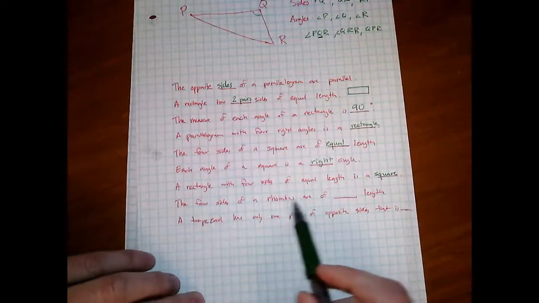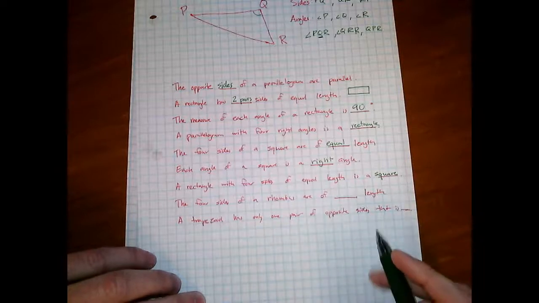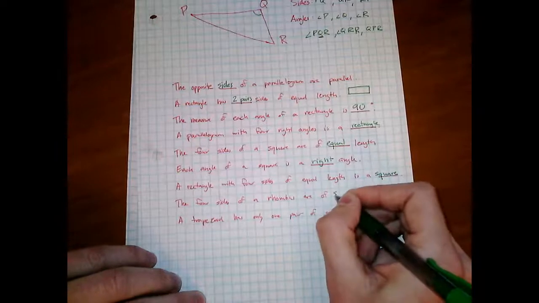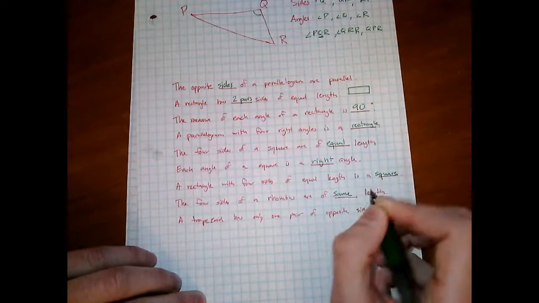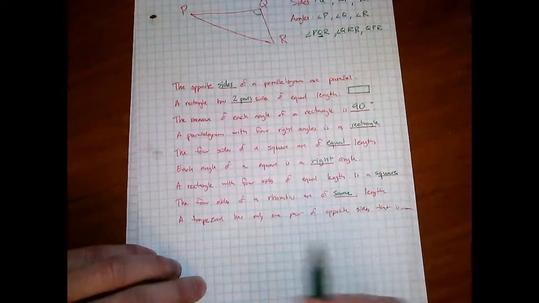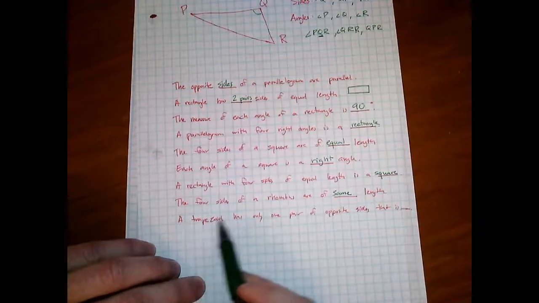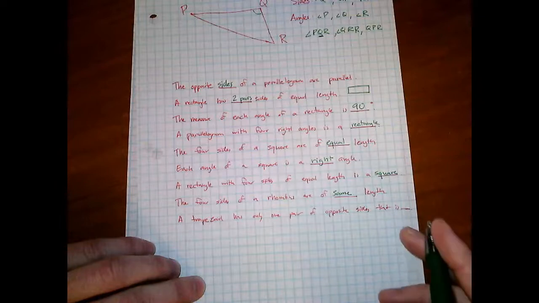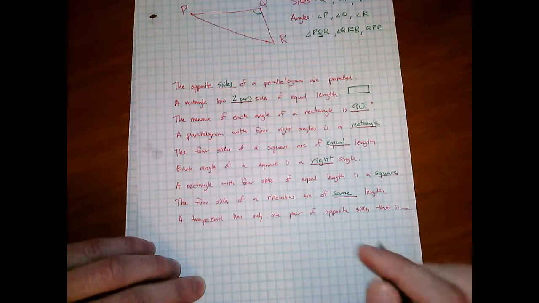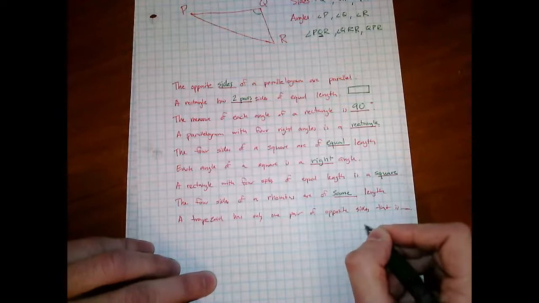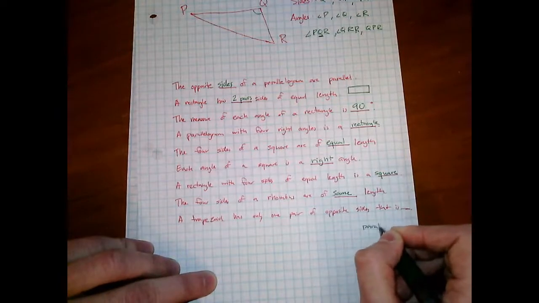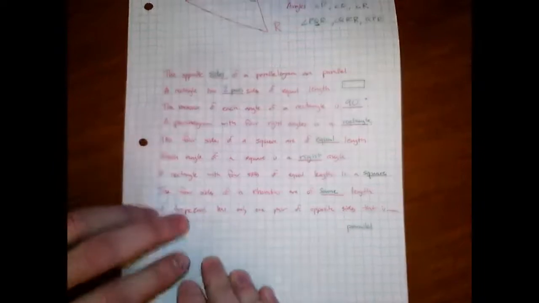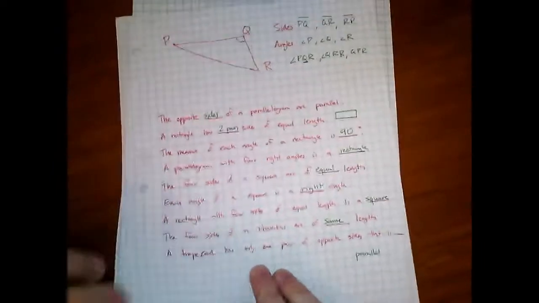The four sides of a rhombus are of blank length. Are they different or the same? They're the same. Just like a square, except a square has to have right angles, which a rhombus does not. And then finally, a trapezoid has only one pair of opposite sides that is probably equal or parallel. Which one do you think? If you're thinking parallel, you are correct. Remember, a trapezoid does not have to have any sides that are of equal length, and it often actually does not.